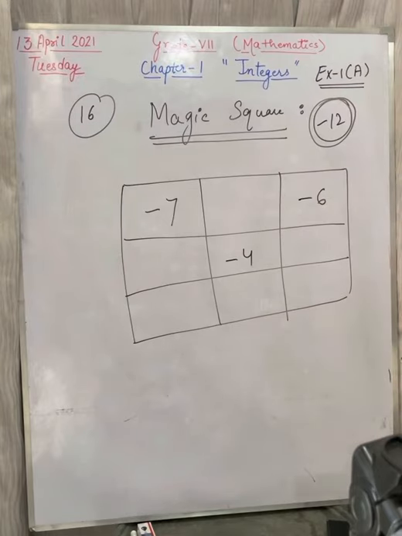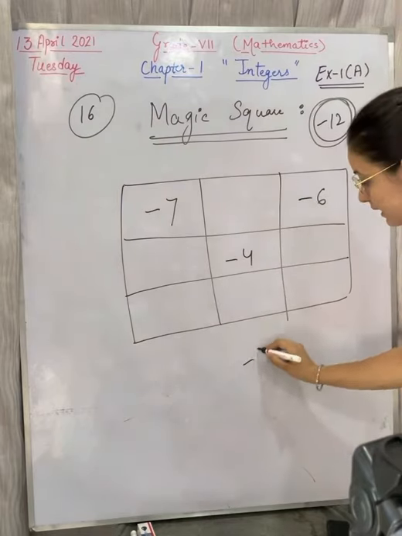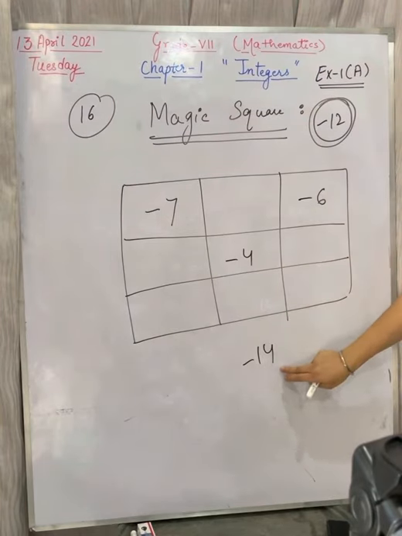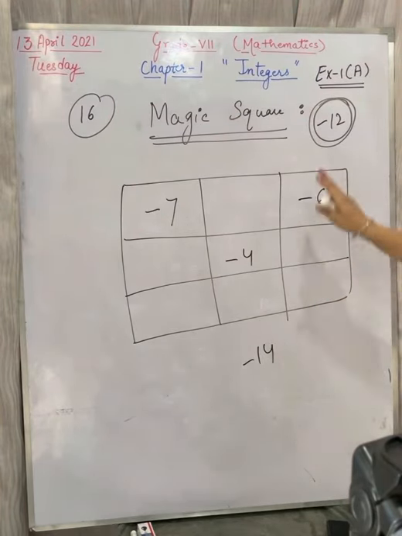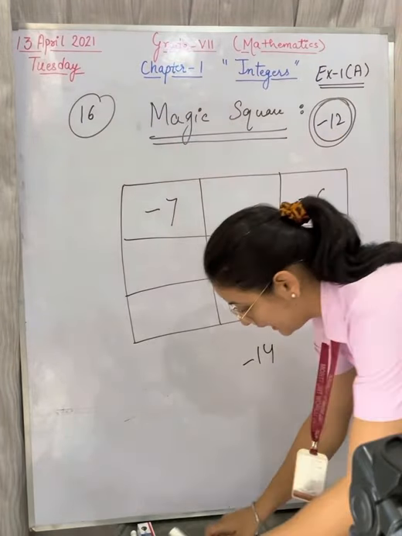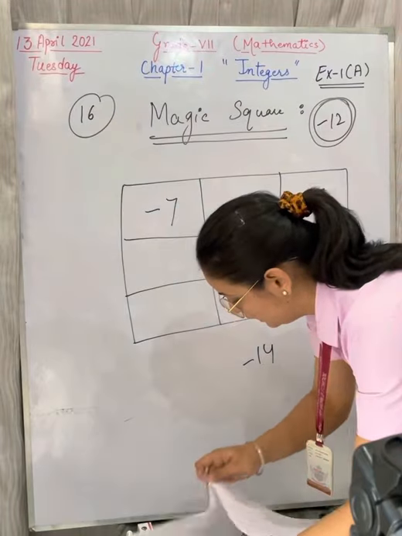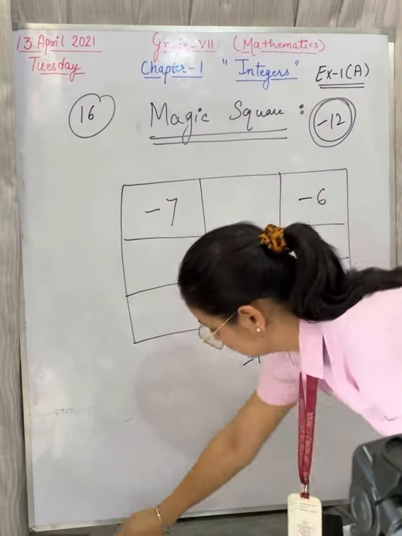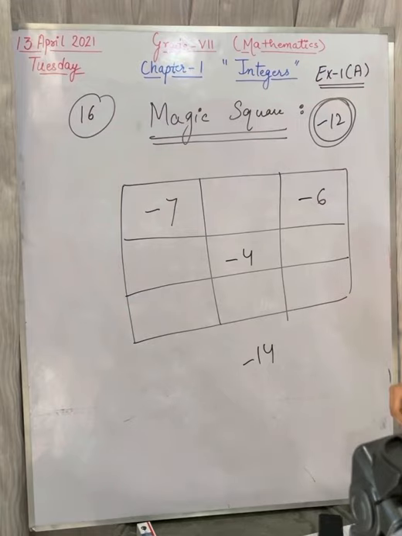Now please tell me, if I add -7 and -6, my answer will be how much? -6 -7, my answer will be -14. What will I add or subtract so that my answer will be -12? Tell me quickly, which integer will I add or subtract so that my answer will be -12? No, Sanchit, no. Yes, you're right. Rishil, yours is wrong. Please tell me quickly.